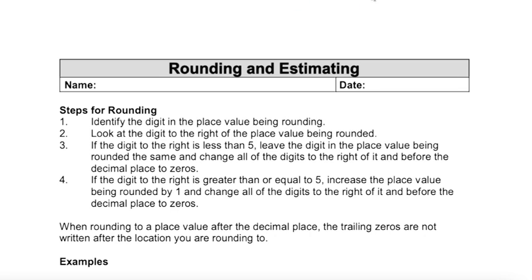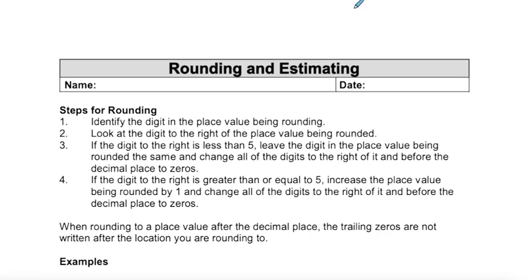Rounding and estimating. The steps for rounding are as follows. Identify the digit in the place value being rounded. Look at the digit to the right of the place value being rounded. If the digit to the right is less than 5, then leave the digit in the place value being rounded the same and change all of the digits to the right of it and before the decimal place to zeros.